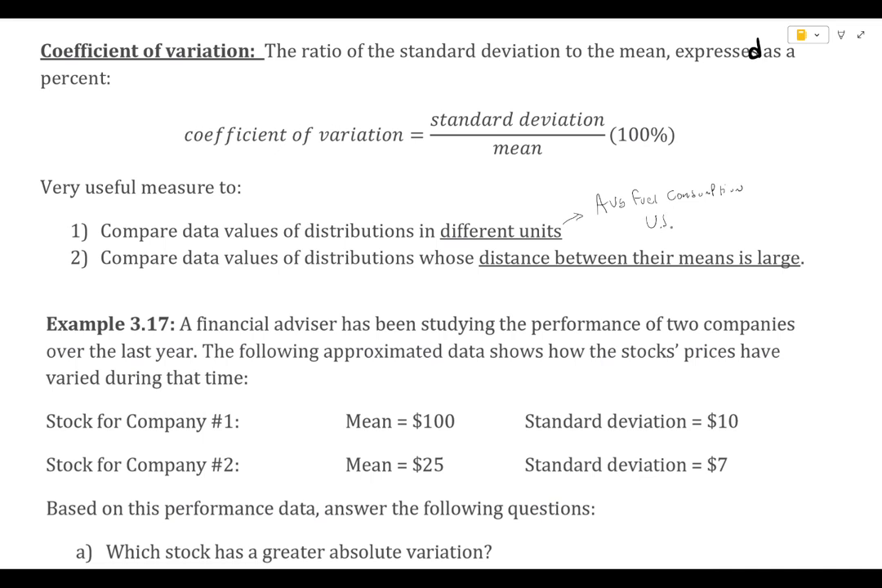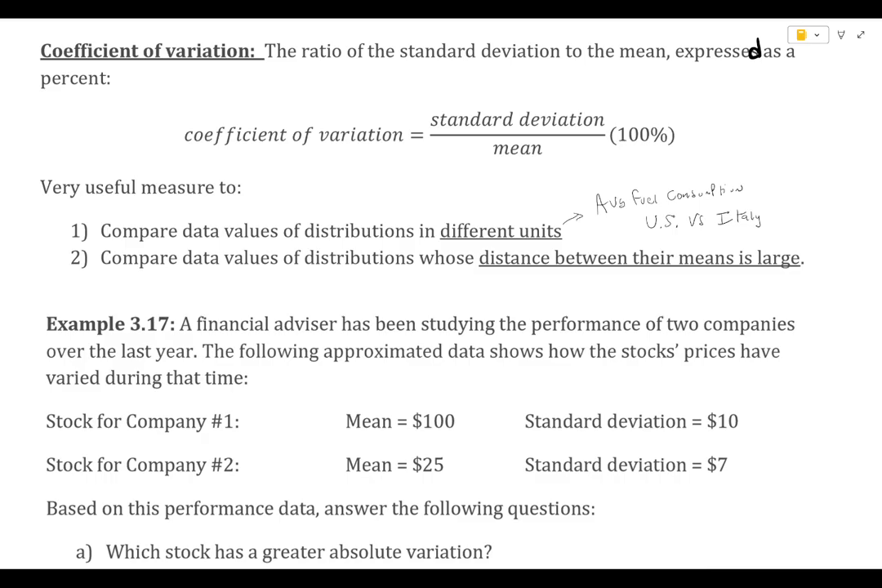Well, we use the imperial system in the US and we use the metric system in Italy. So it'd be very difficult to compare gallons to liters, so we'd have to have some kind of way of comparing them. So we can use the coefficient of variation, which is just a percent rather than the actual calculations of the mean and standard deviation in gallons versus mean and standard deviation in liters.